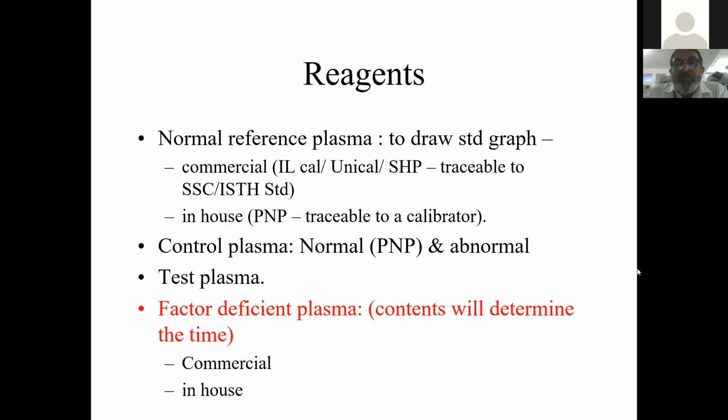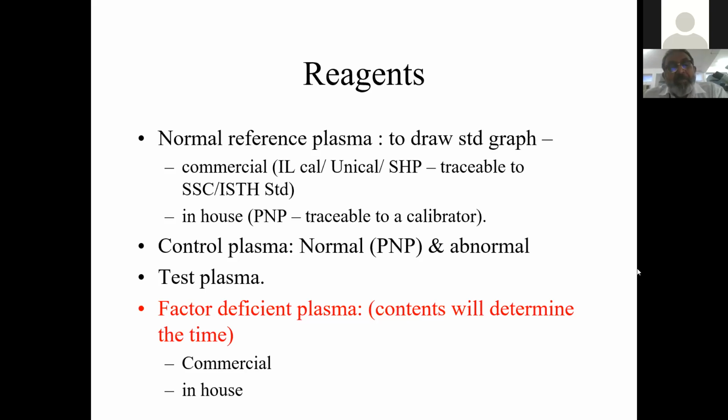So what are the reagents you need? You need a reference plasma, which is to draw the standard graph, the first graph that I showed. Most of these reference plasmas are available commercially. For example, there are main companies like IL, which will call it IL calibrator. Stago will call it Unicalibrator, and standard human plasma is what is mentioned by Siemens. But why are they called calibrator? Because they are traceable to the international standard, either WHO or the SSC standard.